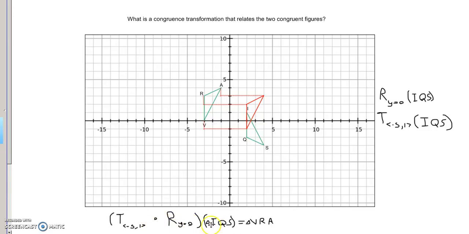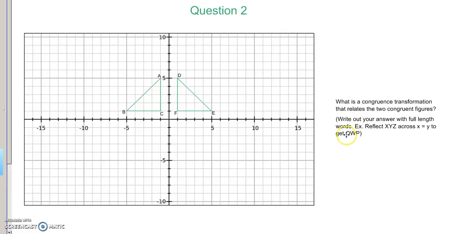reflect IQS across y equals 0, and then translate it -5 units on the x-axis and 1 unit in the y-axis, and that is equal to triangle VWR. So that's how I want you to write it out, in full-length words as if you were speaking it. All right, I'm going to give you 2 seconds to pause it so that you can work it out before it's skipping.